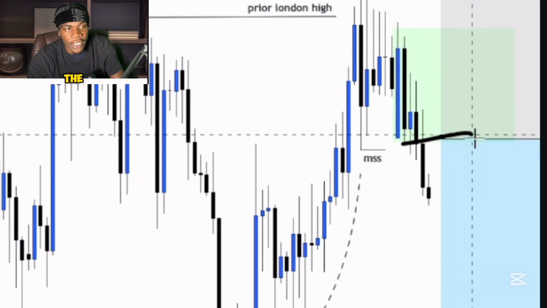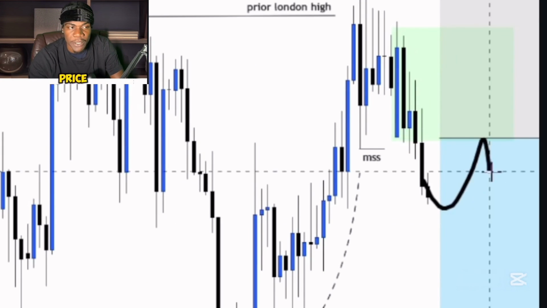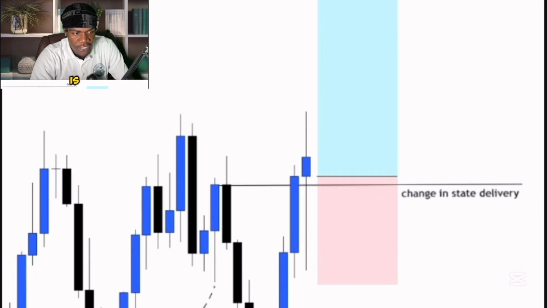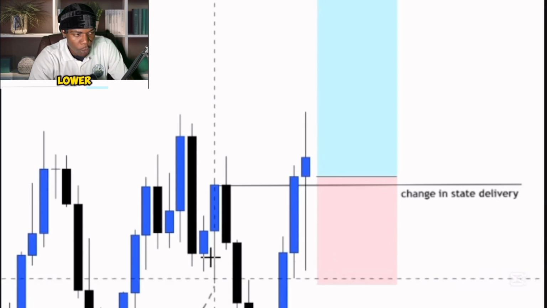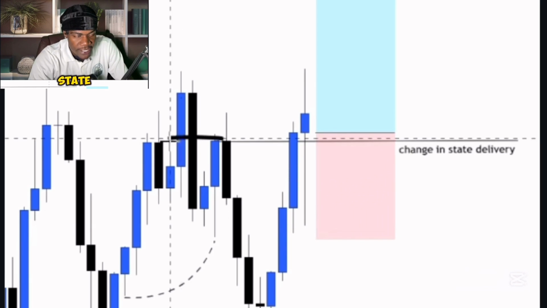Our entry at the open and your stop loss at the prior candlestick highs. You want to see price pull back and mitigate your zone to then extend lower. Nice and simple. The strategy is super simple. We see price push down lower and give us a failure swing to then extend higher and give us this change in state of delivery.